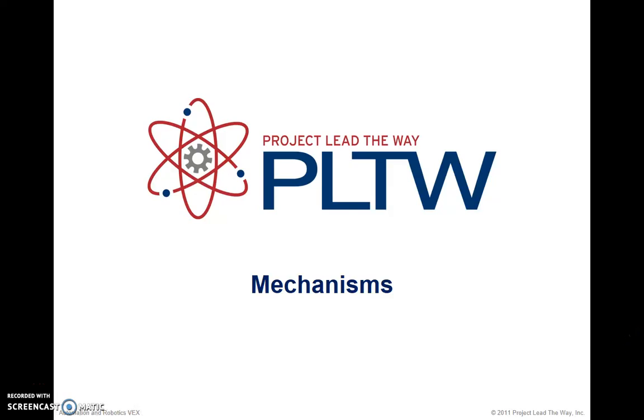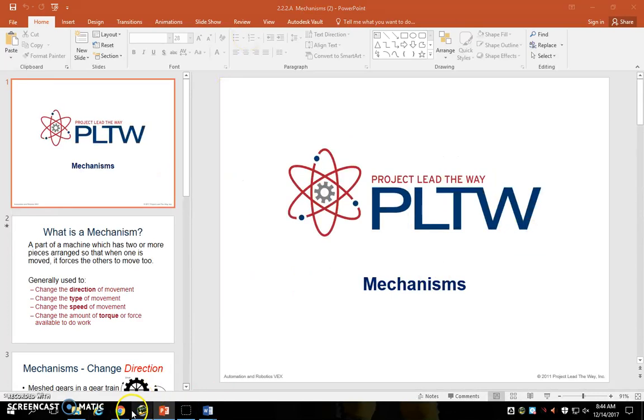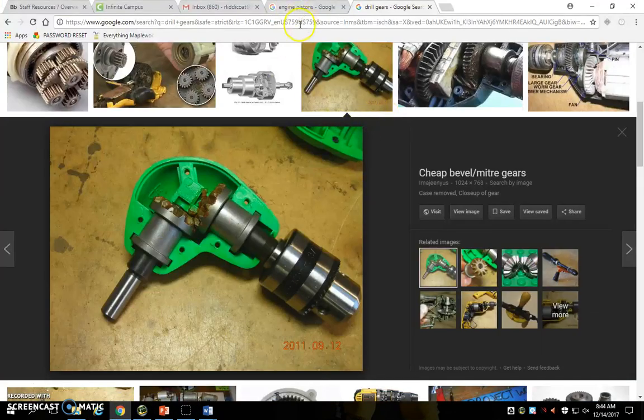Okay, today we're talking about mechanisms in robots or machines or whatever it is that we're building. And basically, a mechanism is just a way for us to accomplish a certain task for our machine or robot or whatever. So, you can find these things all over in daily life. A couple examples just off the top of my head.